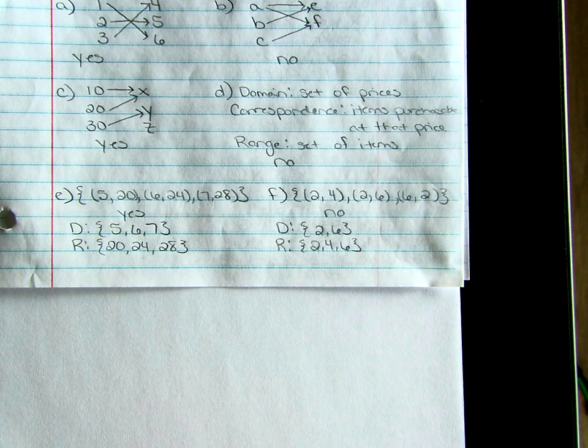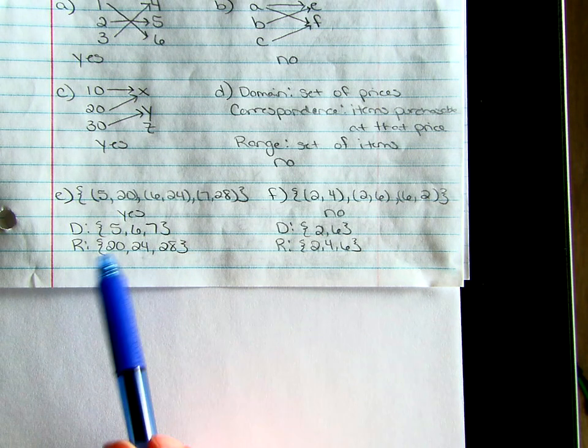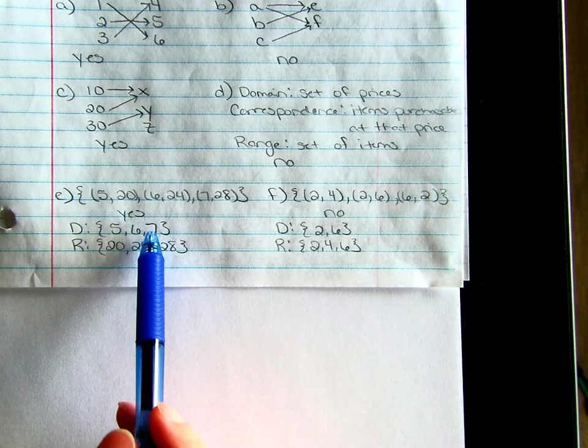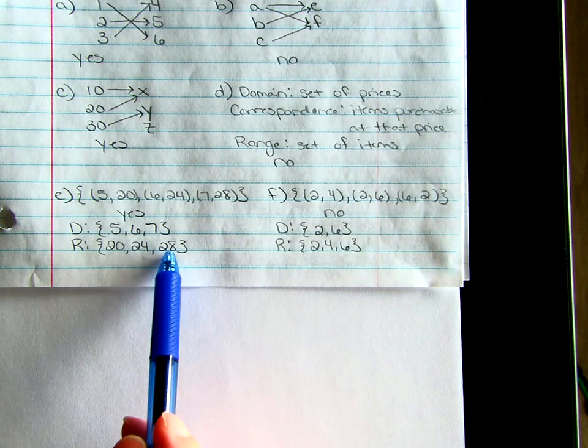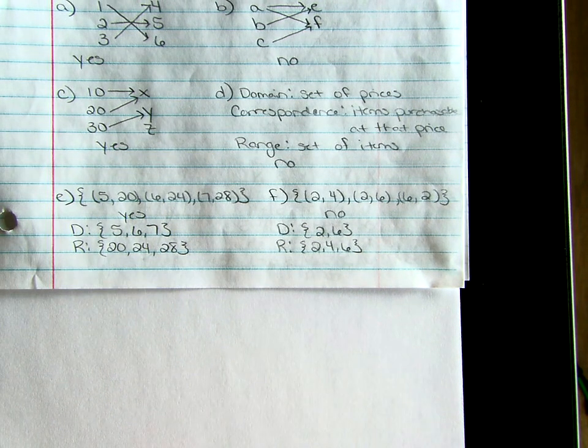You do not have to list those in any particular order. Usually we do list them in increasing order, where you have the smallest value on the left and you go up to your highest value on the right. But if I would have put that my domain is 7, 6, and 5, it would still be correct. Or that my range is 28, 20, and 24, it's still correct. Just in general, it's a good habit to write from smallest on the left to largest value on the right in that increasing order.